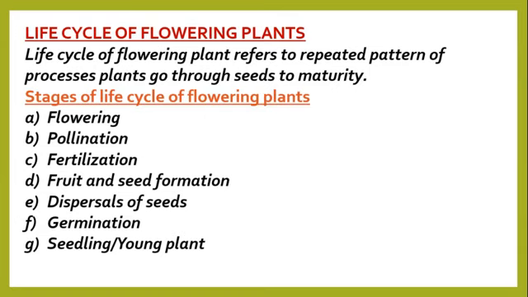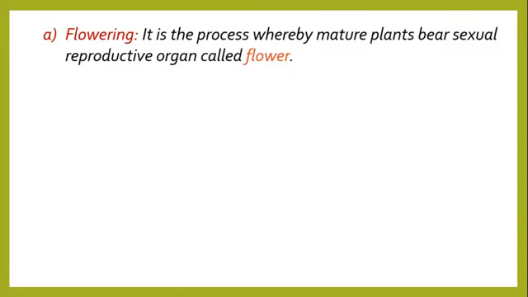Now let's take the first one. Today we are looking at the first one, flowering. By saying flowering, it is the process whereby mature plants bear the sexual reproductive organ called flower.